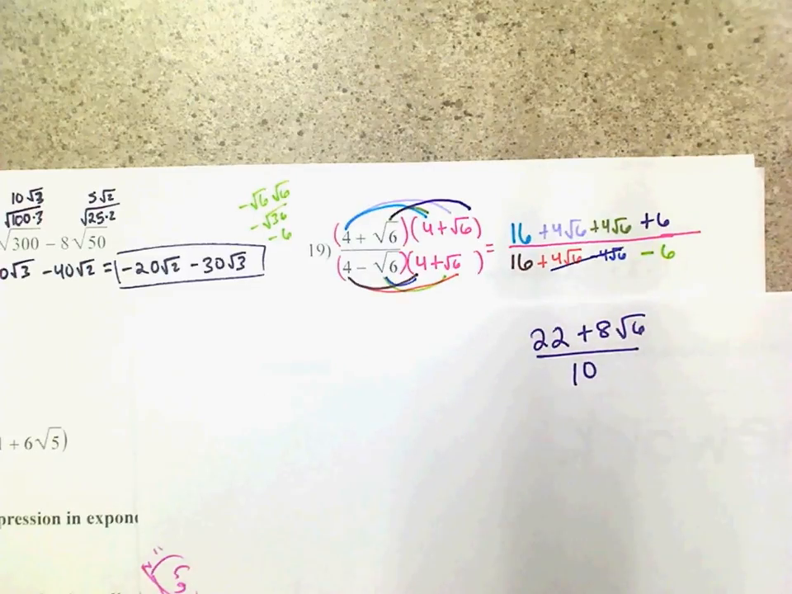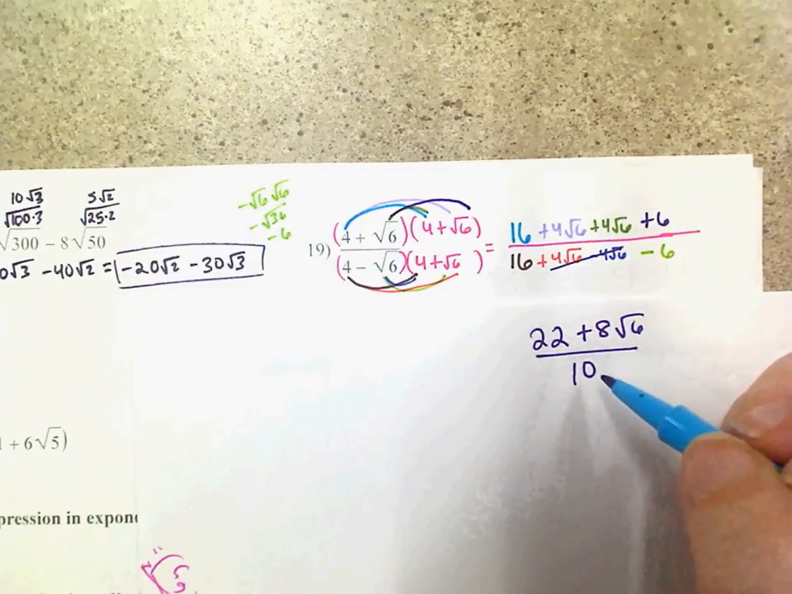What I notice is that 22, 8, and 10, which are all the coefficients of the expression. Well, okay, they're not all. Never mind. But I notice that these three numbers are all divisible by 2.